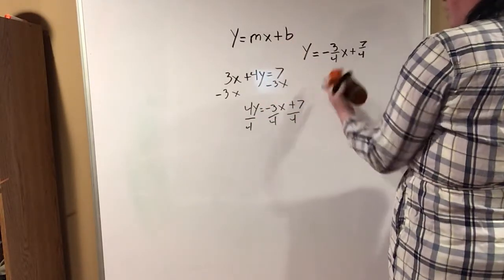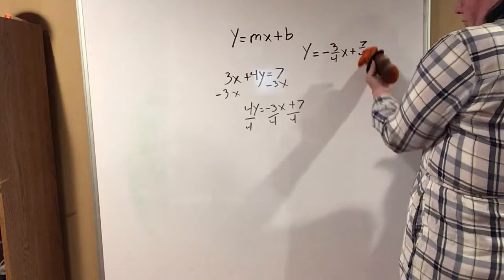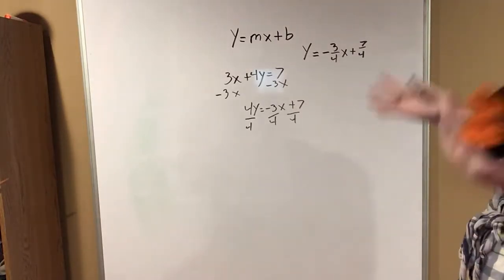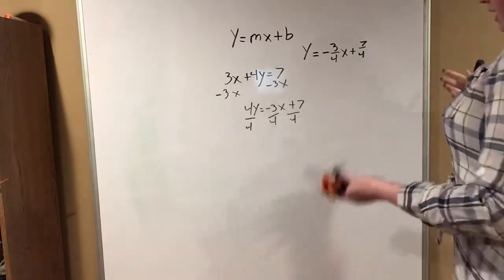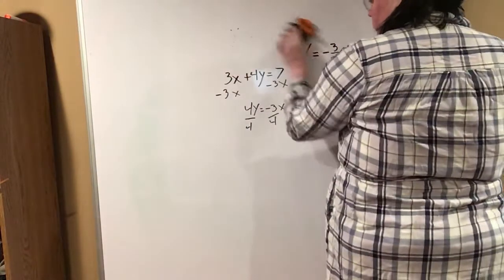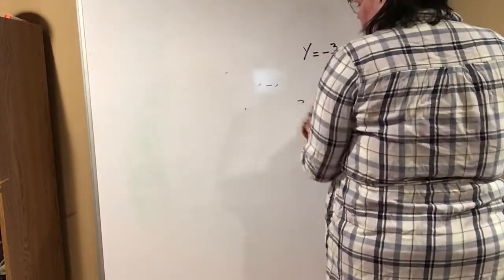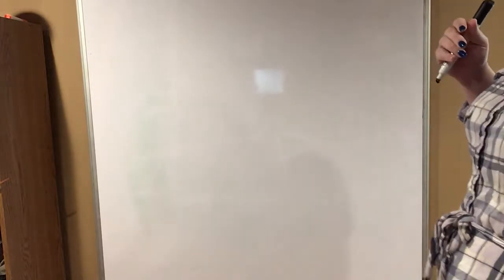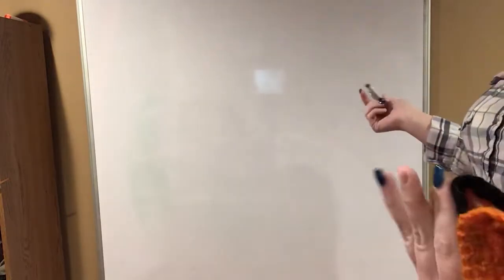So if we were to graph it, if it was a nicer one to graph without this fraction, it would look like an amazing line. That's what I'm saying here. I love slope-intercept form. I really do. People don't, and I'm like, why not? It's dope.